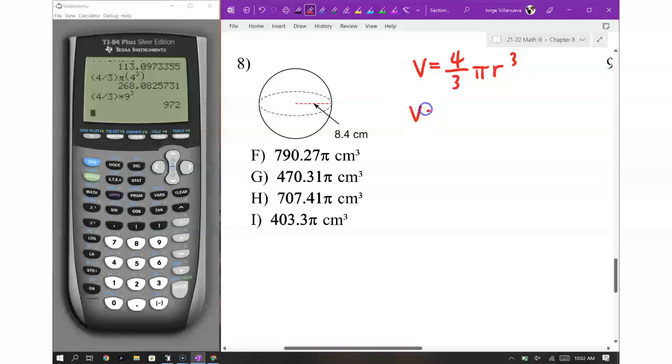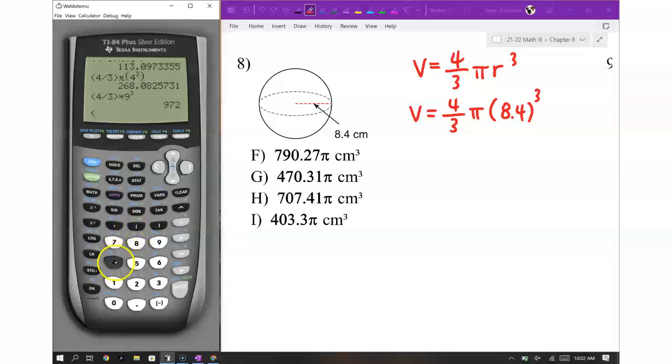Okay. What is my radius here? Yeah, this is 8.4 because notice the red line does not go all the way across. It's just halfway. That means it's a radius. If it would have gone all the way across, then you'd have to get 8.4 and divide it by 2. Okay? But it only went halfway. So now I'm just going to go to my calculator and type in 4/3. That's my fraction. Times 8.4 to the third power.